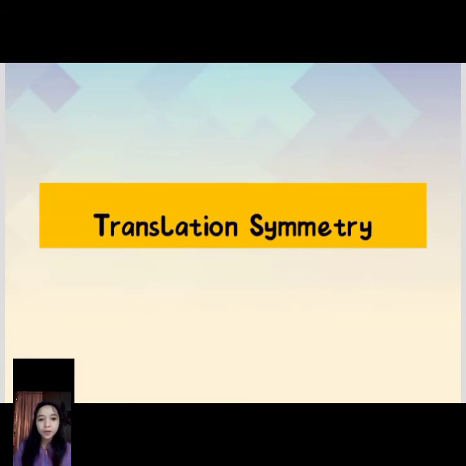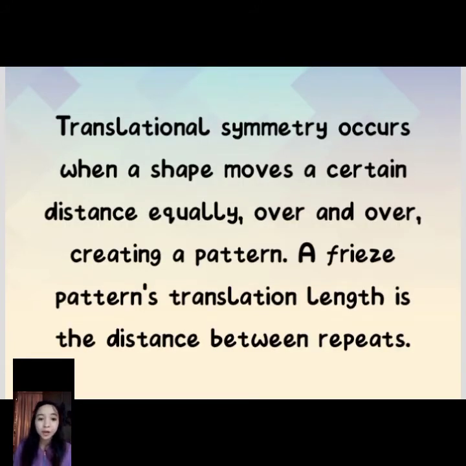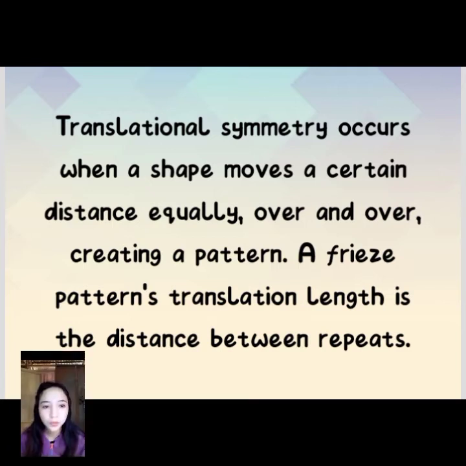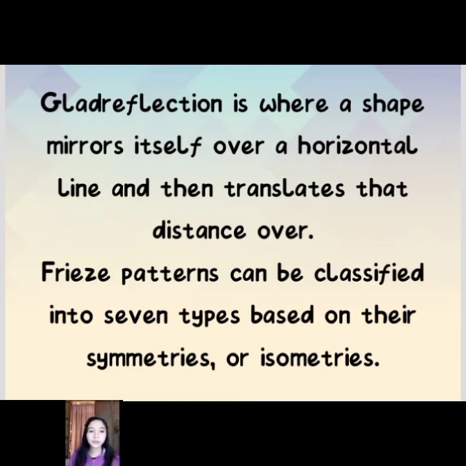Translation symmetry. So, translational symmetry occurs when a shape moves a certain distance equally over and over, creating a pattern. A phrase pattern's translation length is the distance between repeats. When we say translational symmetry, ang mga anggulo sa loob ng figure ay hindi ang mga angle kay dili mausab or ang mga shape or ang figure itself. So glide reflection is where a shape mirrors itself over a horizontal line and then translates the distance over.